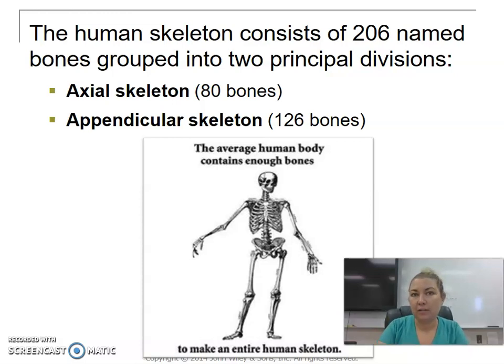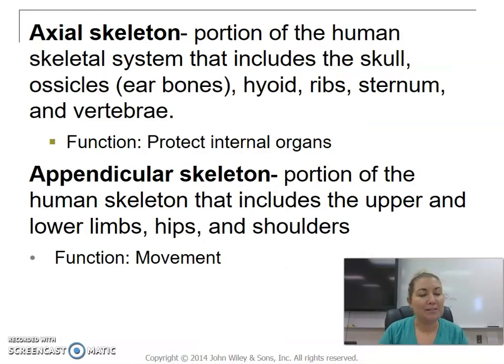Then other ones in the appendicular skeleton are a little bit simpler. They're probably bones you're more familiar with. And although there are 126, nearly all of them are paired. You'll have a left and a right. So it's really not as many bones as it may seem.